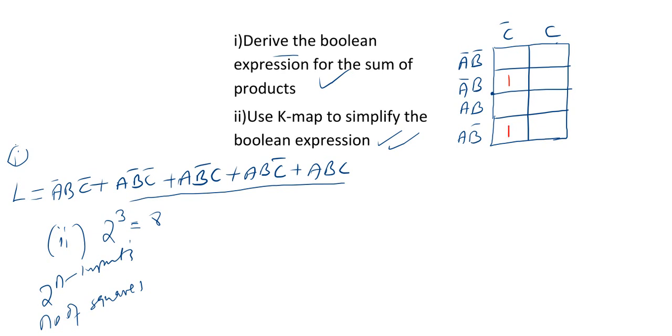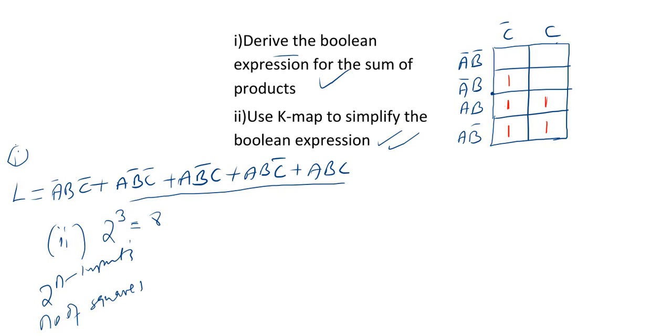So we have another one here. The other term is A, not B, C. A, not B, and we have C. So we have a 1 here. Then the other one is A, B, not C. It's that one. And we have A, B, C, and A, B, C will be this one.